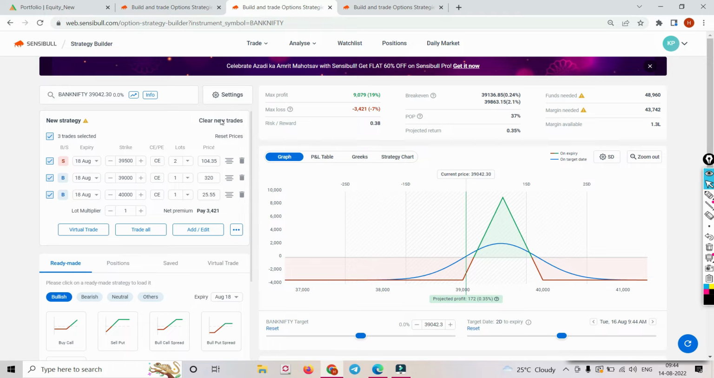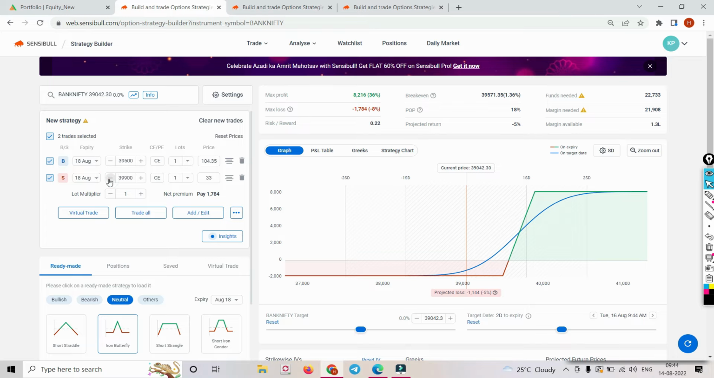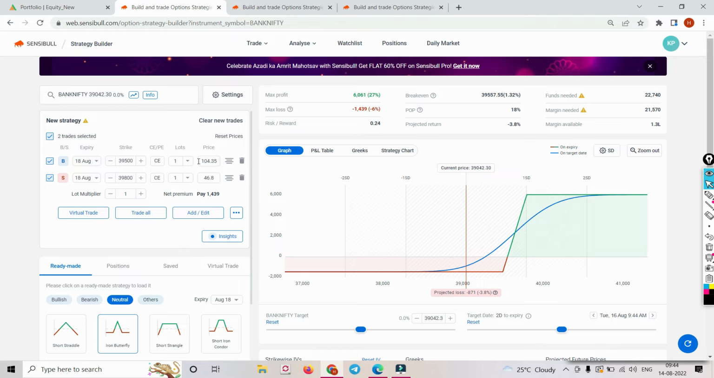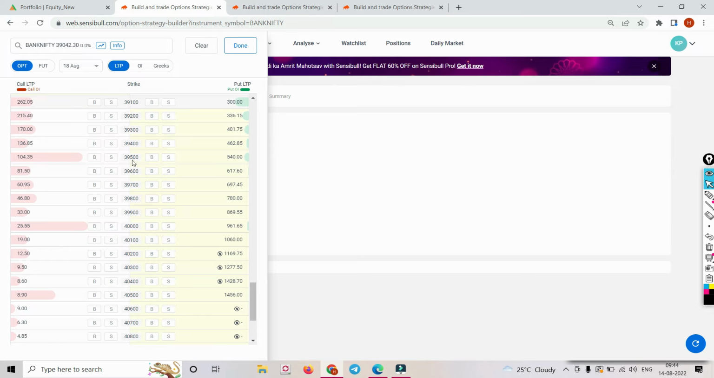Now the same thing I'll deploy. Let me make it 1:3, friends. I'll make it 1:3. 39,500, or else delete, go to this thing. I'll go for Bank Nifty.